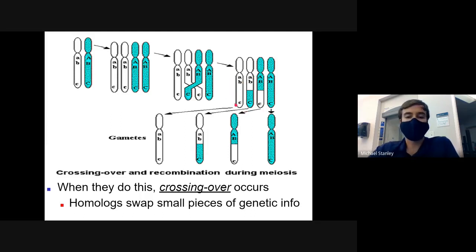So this one and this one on the end are still the exact same mom and dad chromosome that you started with. But this one and this one are a little bit different. This one has your mom's AB gene, but your dad's C gene. And this one has your dad's AB gene and your mom's C gene. So this is what we mean by crossing over.